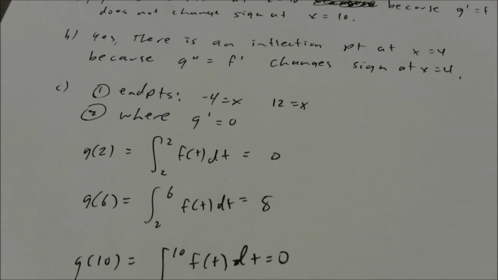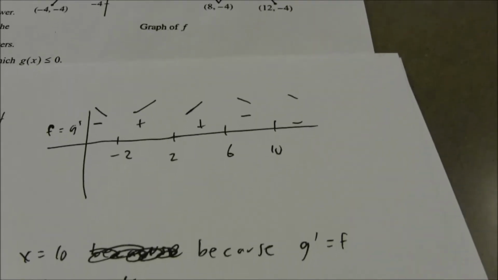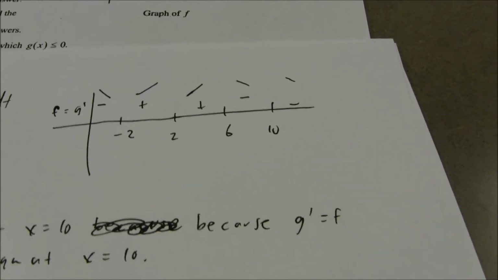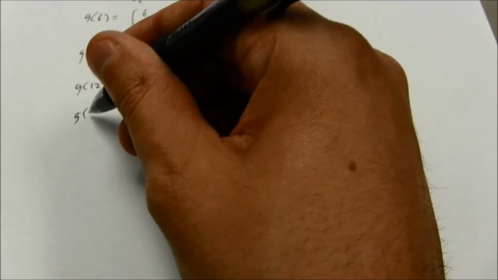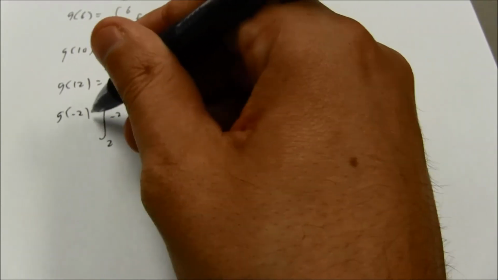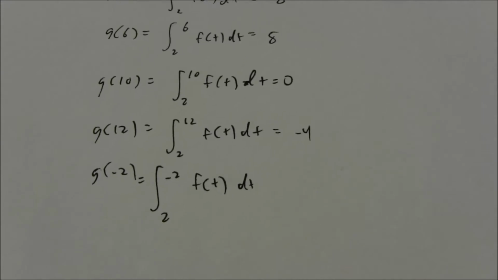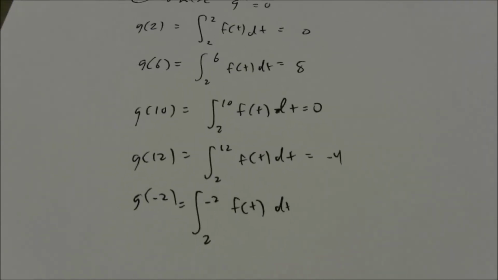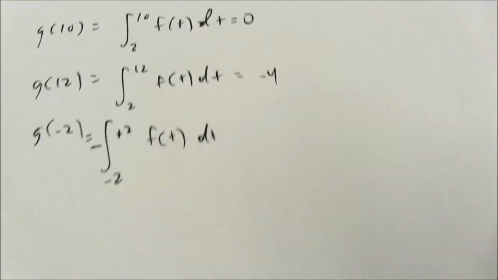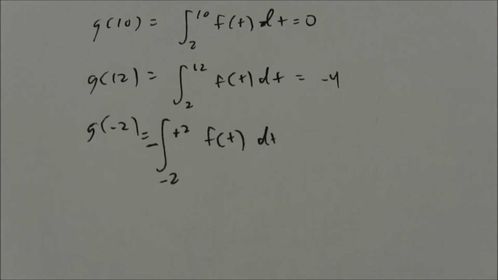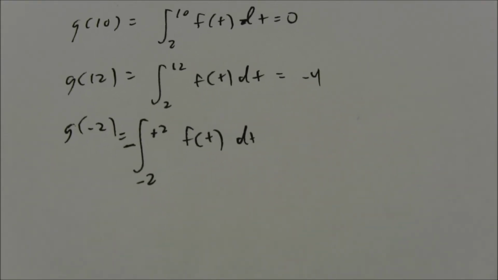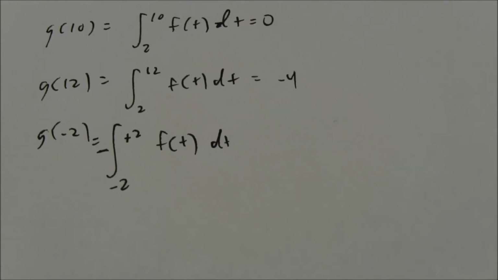I do have one other value to find. I need to find g of negative 2, right? I never found g of negative 2 yet because I started at 2. So we'll look at g of negative 2. G of negative 2 here is the integral from 2 to negative 2 of f of t dt. Notice that my bounds are backwards. So I'm going to switch the bounds, and that'll change the sign. So I'm going to take the integral from negative 2 to positive 2, but I'll change the sign. I'm going backwards, basically, so I'll change the sign at the end from 2 back to negative 2.